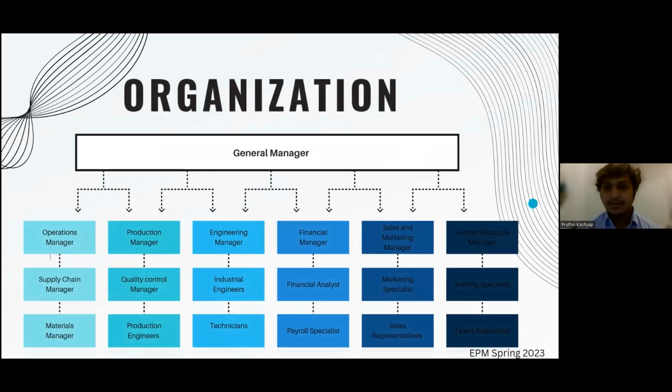Hello, myself Prithvikashan. This is the organizational structure for our project, which includes a general manager at top, followed by key department heads such as operation, production, engineering, financial, sales and marketing, and human resource managers. Underneath them, we have specialists who manage specific areas such as supply chain, quality control, industrial engineering, marketing, payroll, and staffing. Our team also includes production engineers, technicians, sales representatives, and a talent acquisition team.